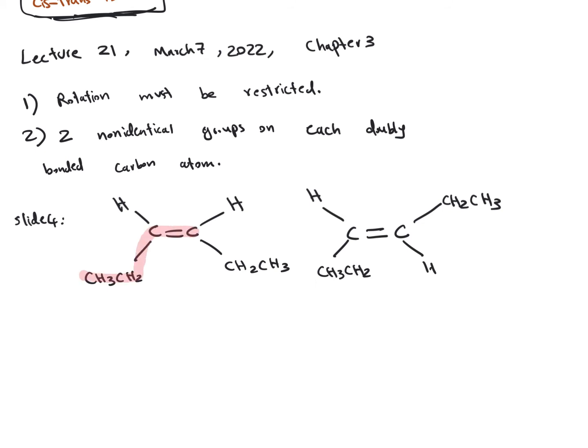Remember, when you want to name it, you should have the longest carbon chain involving the double bond, right? And when we count the number of carbons, 1, 2, 3, 4, 5, 6, and it would be hexene, right? Because you have a double bond, you have 6 carbons, so it would be hexene.